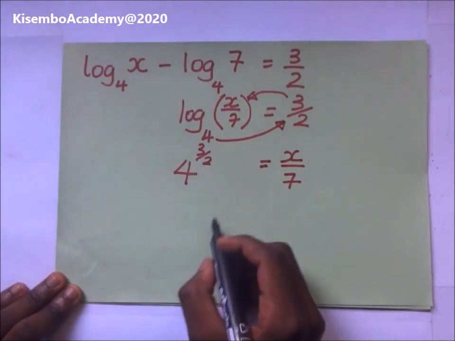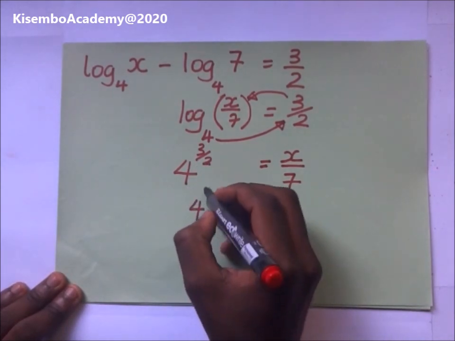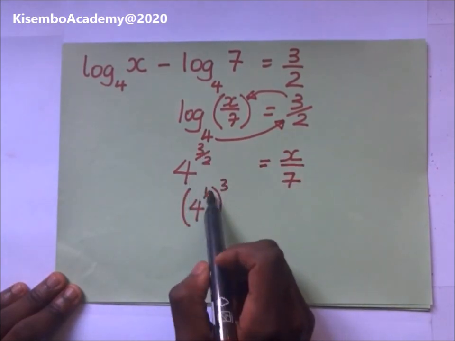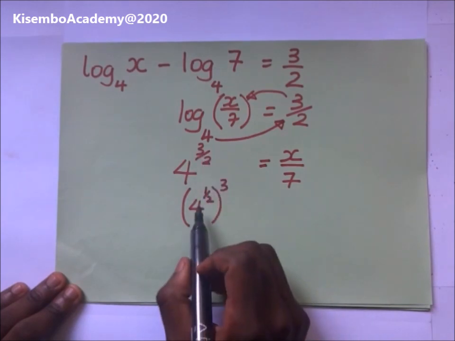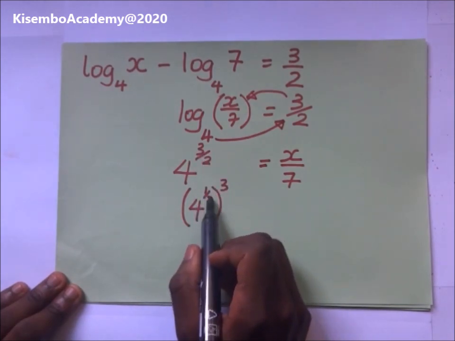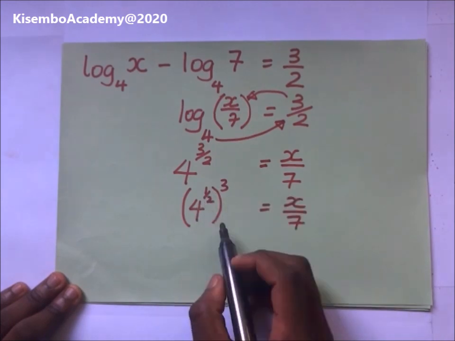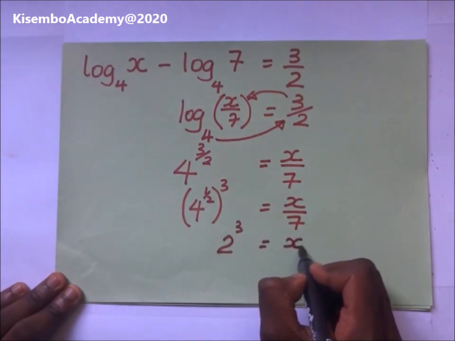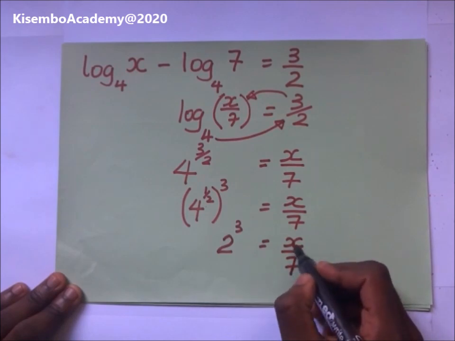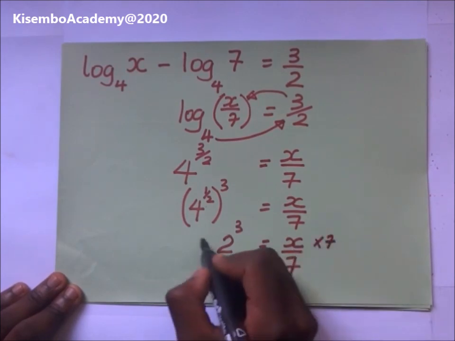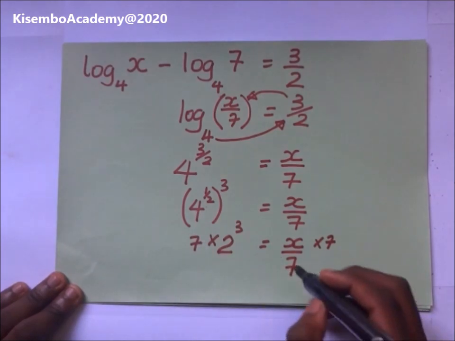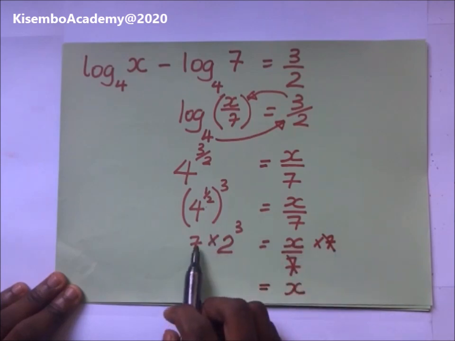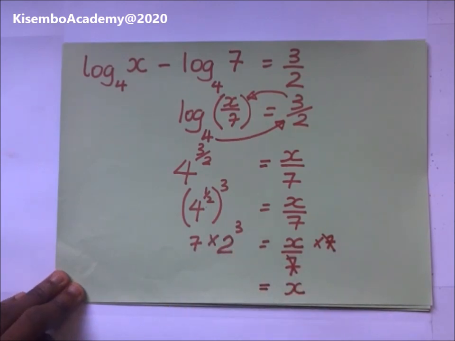Now 4 to the power 3 over 2 is the same as 4 to the power a half, to the power 3, because we know that a half times 3 gives us 3 over 2. Now 4 to the power half is the same as the square root of 4, which is 2, so it's going to be 2 to the power 3 is equal to x over 7. To make x the subject of the formula, we multiply both sides by 7, so that this 7 and that cancel. You remain with the value of x as 7 times 2 times 2 times 2.